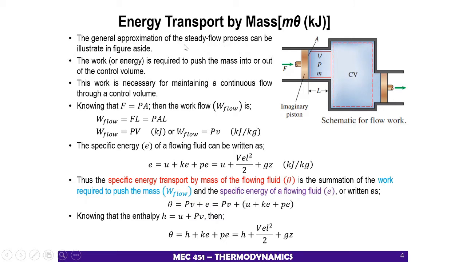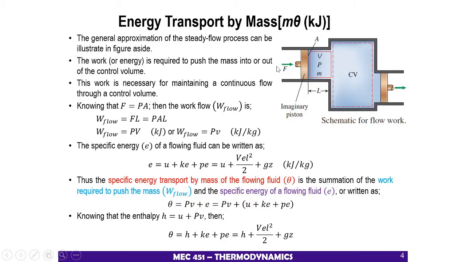In general, the approximation of a steady flow process can be illustrated in this figure. Assume this is a piston, so we have a force acting upon the piston. The area of your piston, the force acting will involve your volume, your pressure, and your mass. This is your total length. The work energy is required to push the mass into or out of the control volume. This is your control volume.